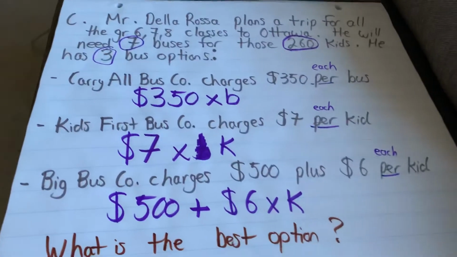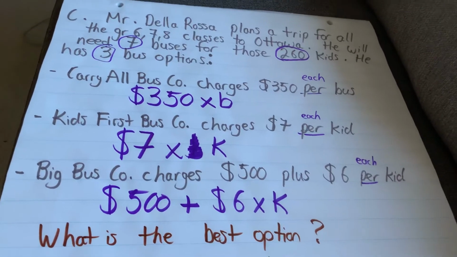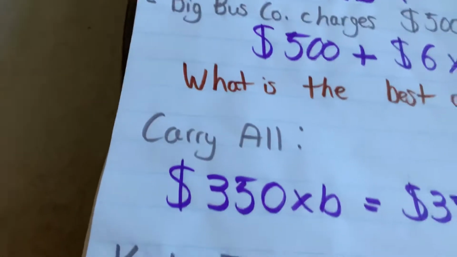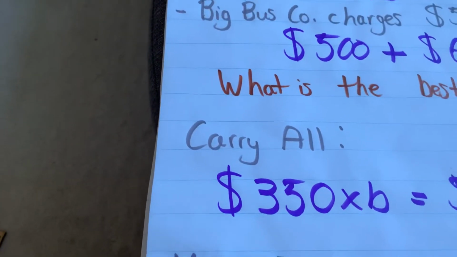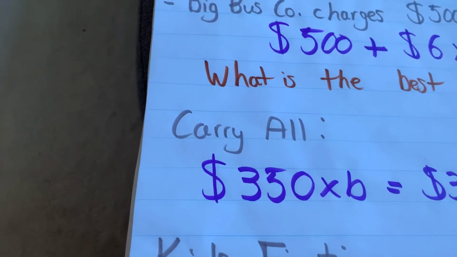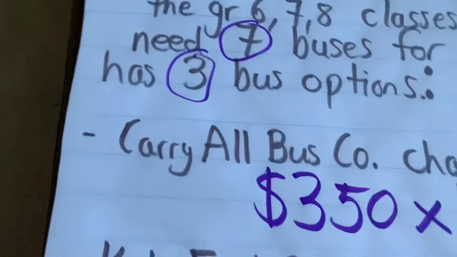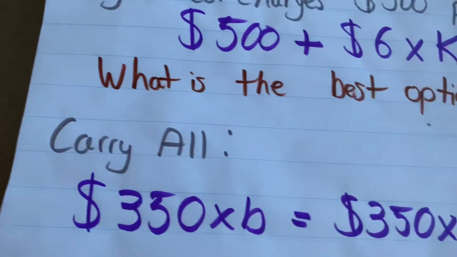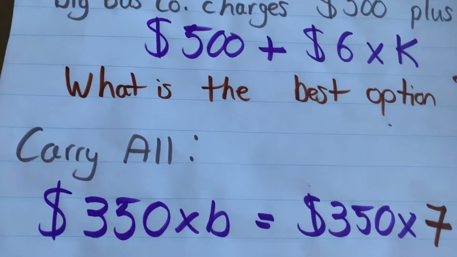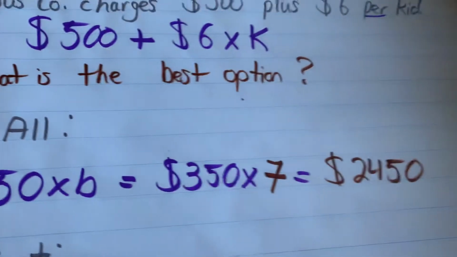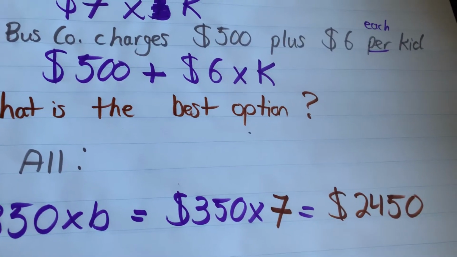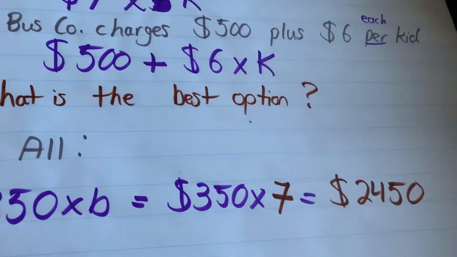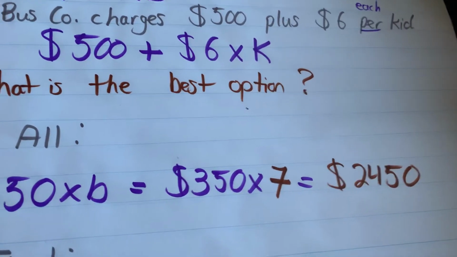Of course, this isn't imagination land when we can still go on trips, but that's all we have right now. So let's look at the first option, Carry All. This was our algebraic expression, $350 times B. And B is the number of buses. If you remember back in the word problem, we need 7 buses. So all I did was take out the B, put in the number 7. $350 times 7 buses gives me $2,450. All right. Right off the bat, that seems like a lot of money, almost $2,500. So I don't think the first option is going to be correct.